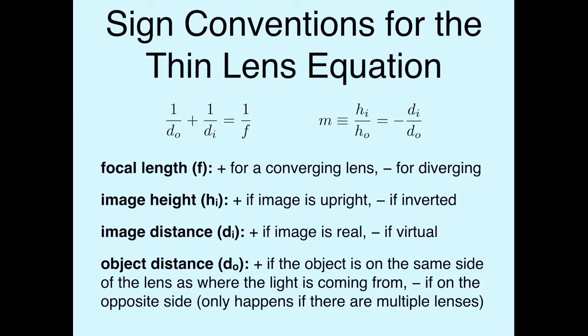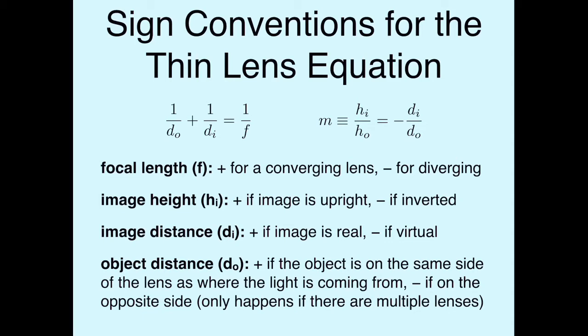The sign conventions for the thin lens equation. Okay, so let's start with the focal length, f. We're going to use a positive value whenever we have a converging lens and a negative value whenever we have a diverging lens. For the image height, hi, that's going to be positive if we have an upright image and negative if we have an inverted image. As for the image distance, di, that's going to be positive whenever we have a real image and negative whenever we have a virtual image. And then finally, the object distance, do.